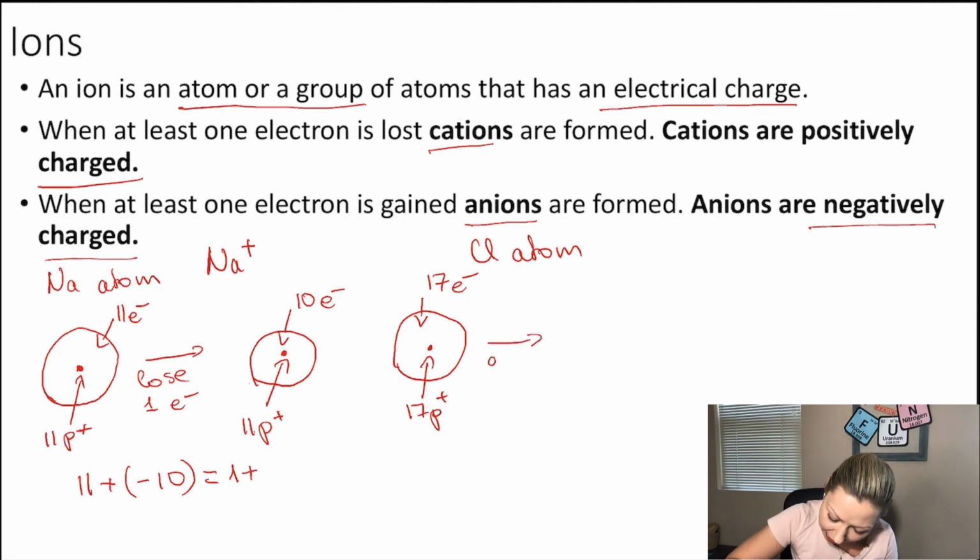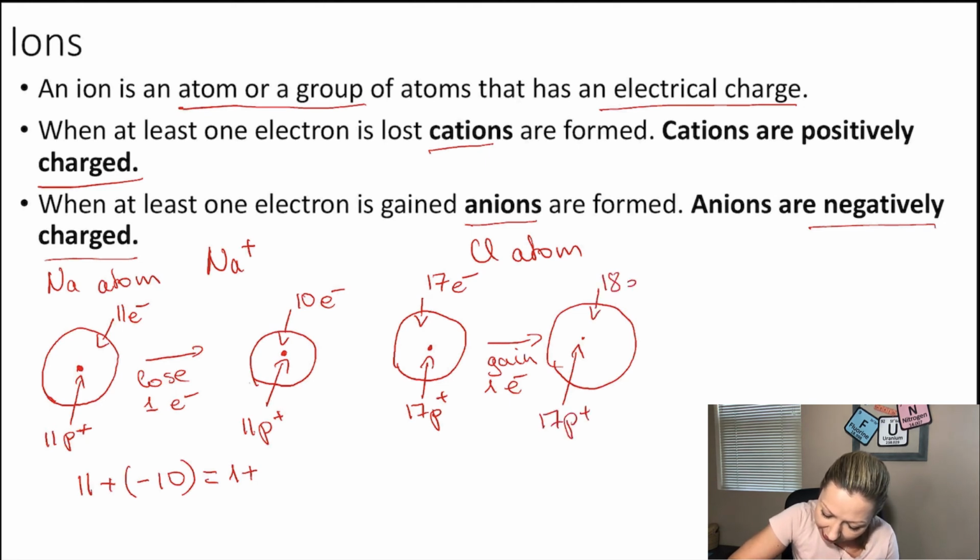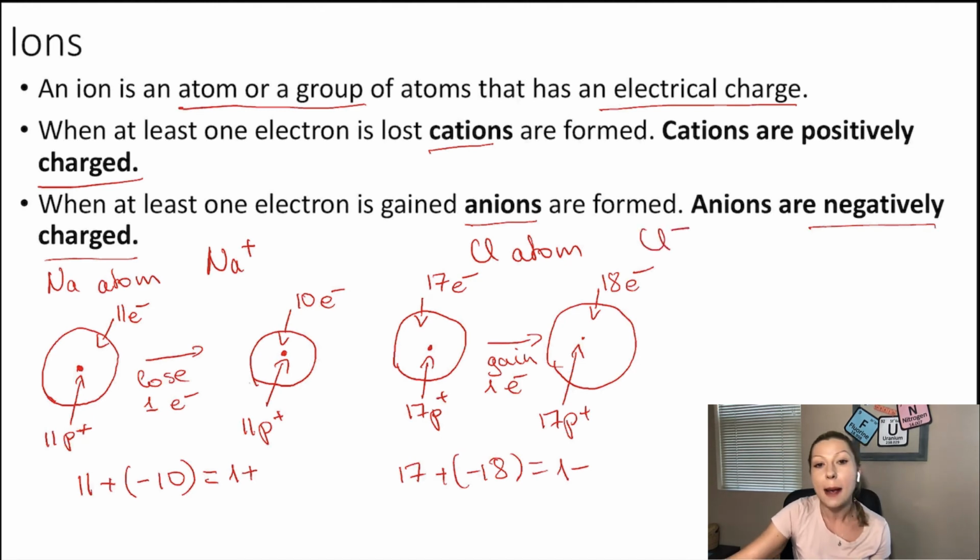If it gains one electron, then on the other side I'm still going to have 17 protons, but this time 18 electrons. What is the charge on my chlorine ion? I can calculate it: 17 plus minus 18 gives me minus 1. So the charge on this ion is minus 1. This is called the chloride ion.